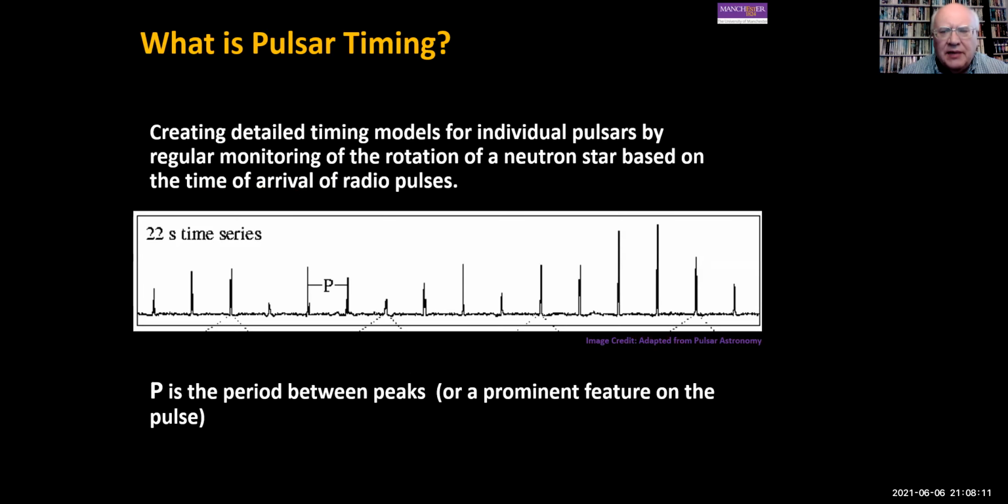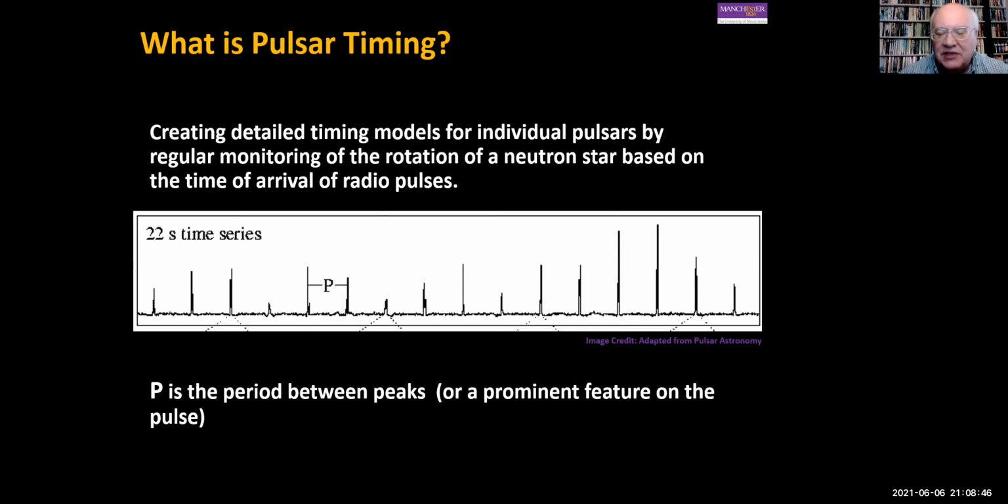So what is pulsar timing? We get a periodic signal from a pulsar. We build a timing model based on the information that we received so that we can predict the behavior of the pulsar into the future. We then continue to monitor the pulse time of arrivals from the pulsars and compare it with the predictions of the model and continually refine the model. So this is how we know that pulsars slow down over time, for example.